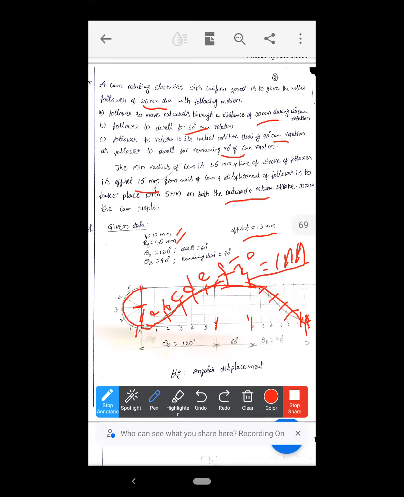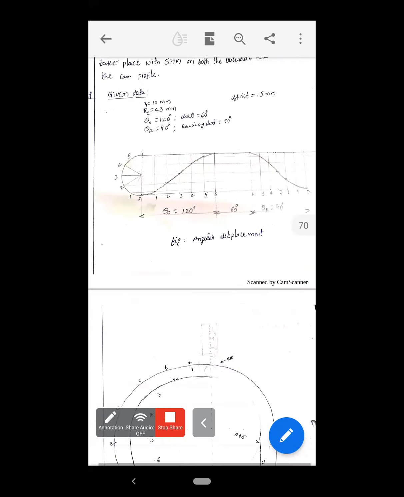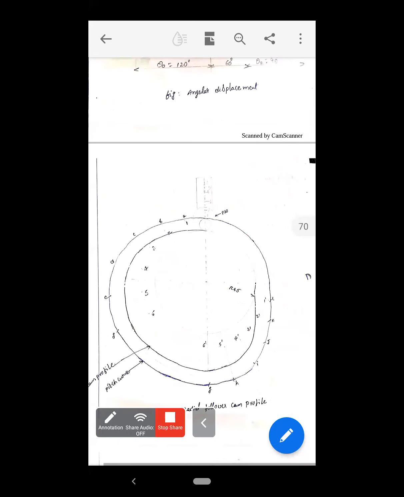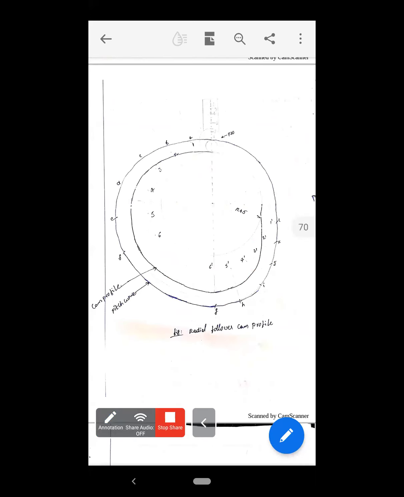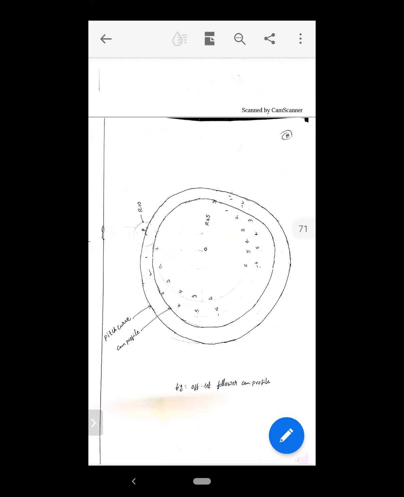Did you understand our displacement diagram for simple harmonic motion? Is it clear now? Now we are going to see our cam profile.